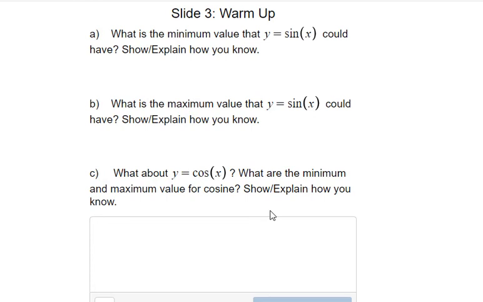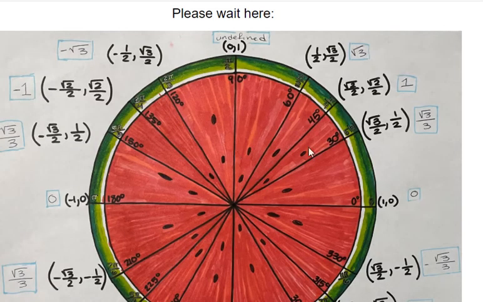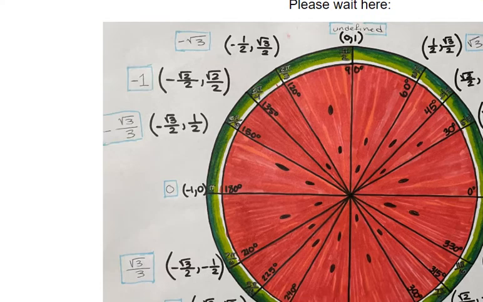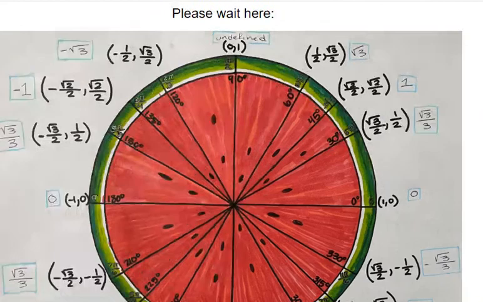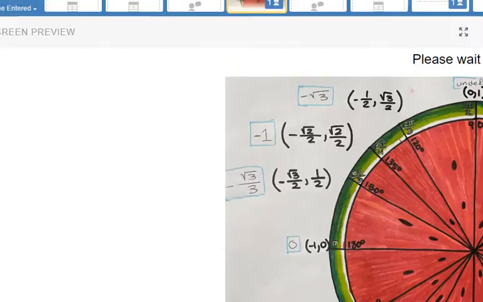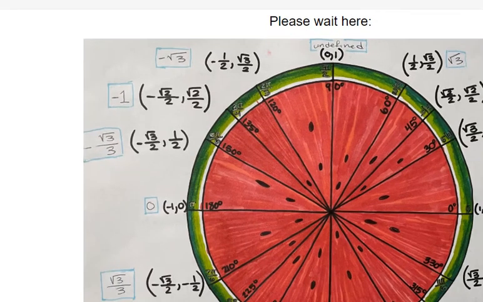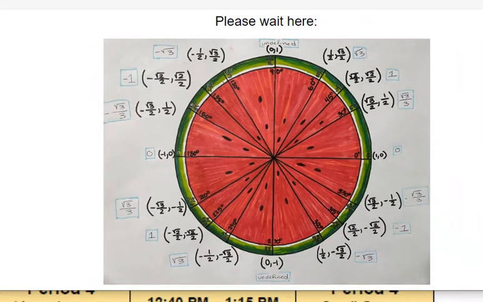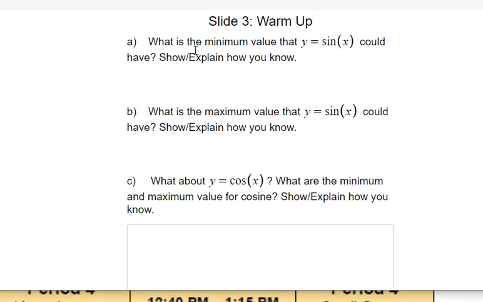So what is the minimum value that y equals sine x could have? What's the maximum value? And what about y equals cosine x? So for sine, the minimum sine value, remember, sine is representing the y value. So we're looking for our lowest y value. Remember, y just represents the height. So what is the tallest point of the unit circle? It's right here. And our y value here is 1, and the lowest point of the unit circle, it's right here. Y value is -1. So the minimum is -1.